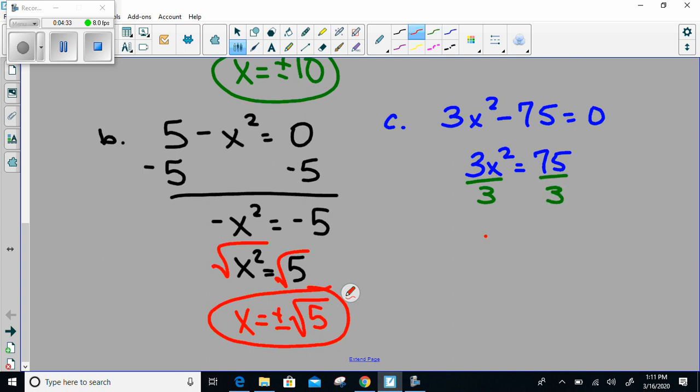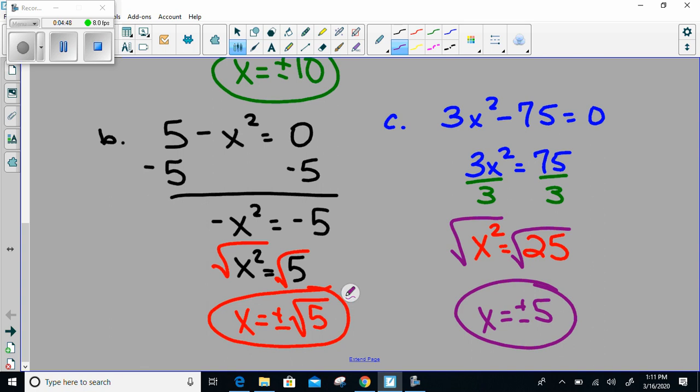And that's going to leave me with x squared is equal to 25. And of course, we're going to take the square root of both sides, just like we've done in every other problem. And we have x is equal to plus or minus 5. And there we have our solution for this one.